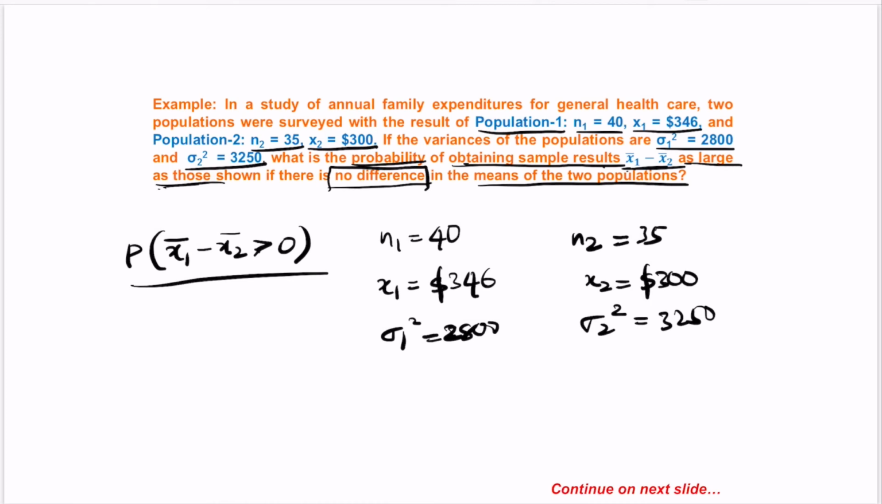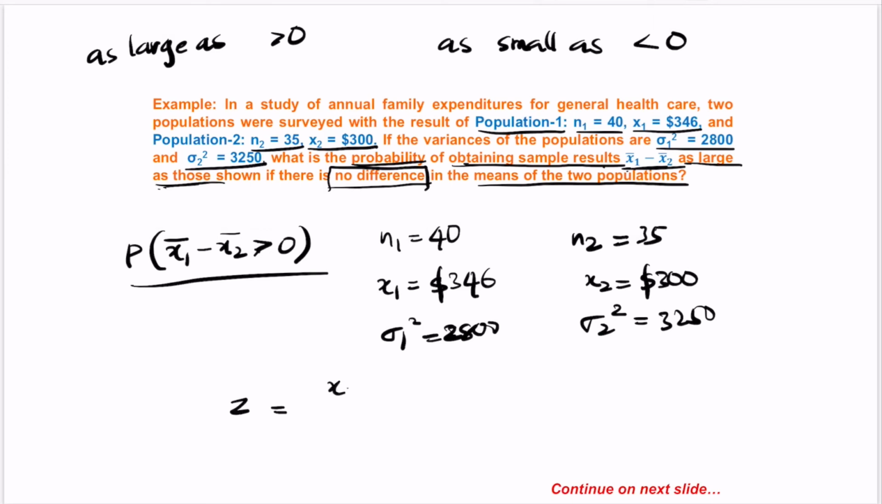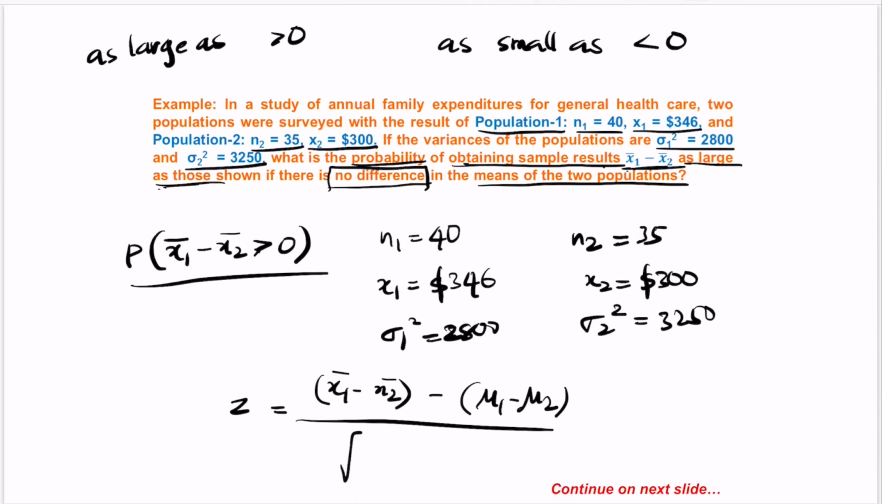That's the reason why, if you see as large as, it means that it is greater than 0. If you see as small as, then it is less than 0. So these are the two phrases that you will generally see in this chapter. Now using that data, write down the z value. So the z value becomes x1 bar minus x2 bar minus mu1 minus mu2, over the square root of sigma 1 squared by n1 plus sigma 2 squared by n2.